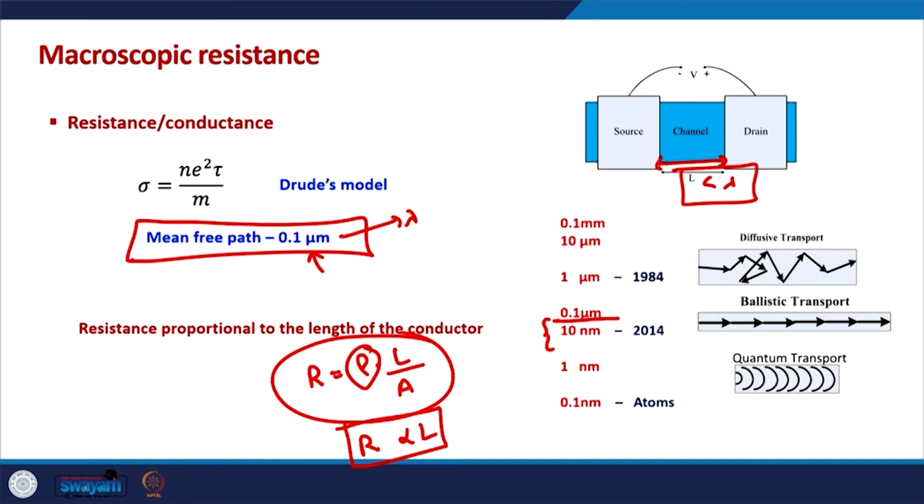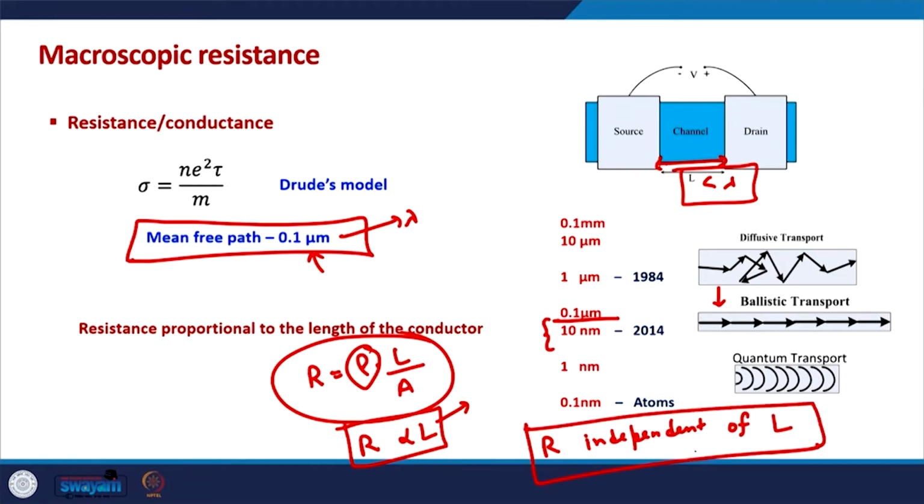But what we will see in this course is that for ballistic transport, this is no longer true. For a ballistic conductor, resistance is independent of the length. And that's a very interesting and very fundamentally different result.